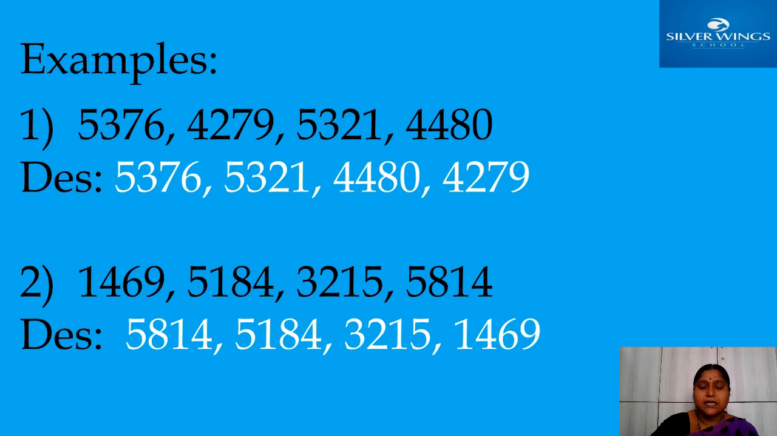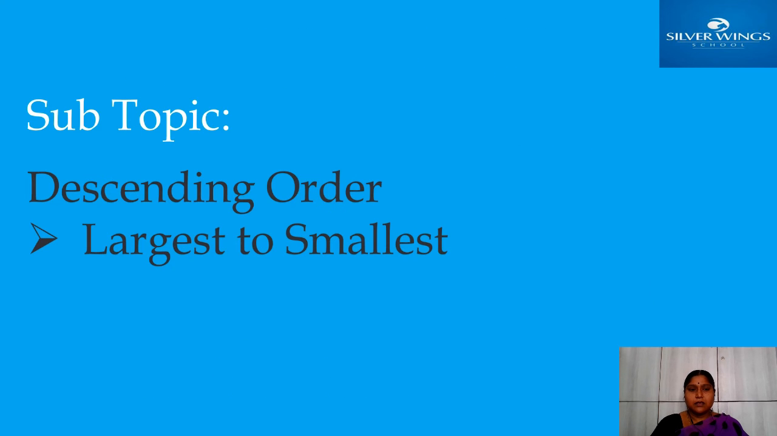Now this is the arrangement in descending order. Writing the numbers in descending order means you should write the big number first, in the order of big to small. Descending order means largest number to smallest number. Ascending order means smallest number to largest number.